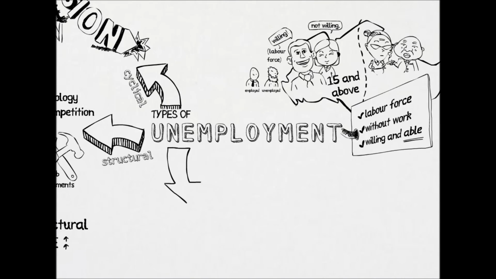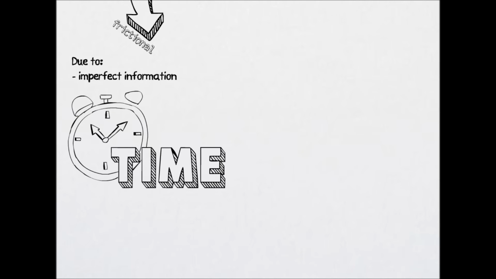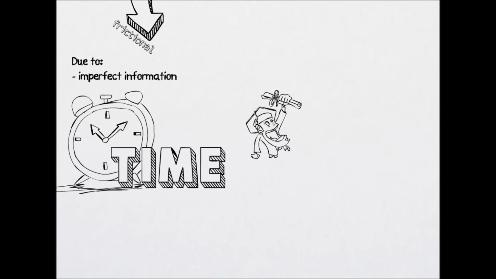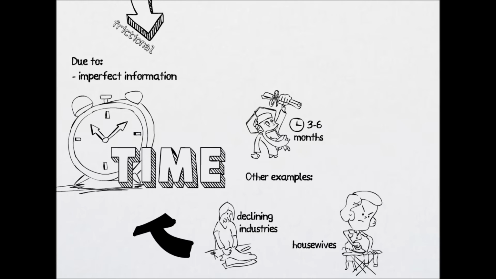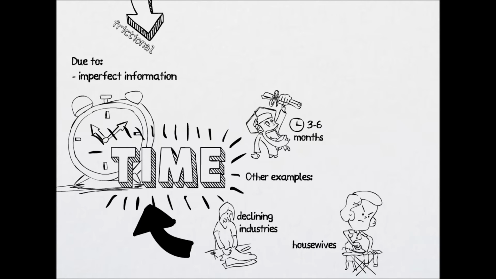Thirdly, we have frictional unemployment, which arises because of imperfect information in the labour market, as it takes time for workers to be matched with suitable jobs. One example would be fresh graduates entering the workforce. In Singapore, it typically takes 3 to 6 months for school leavers to find a job. Other examples would include those exiting declining sectors into expanding ones and housewives trying to re-enter the workforce. Both the seekers and the employers will need time to be fully informed and for matches to be made.